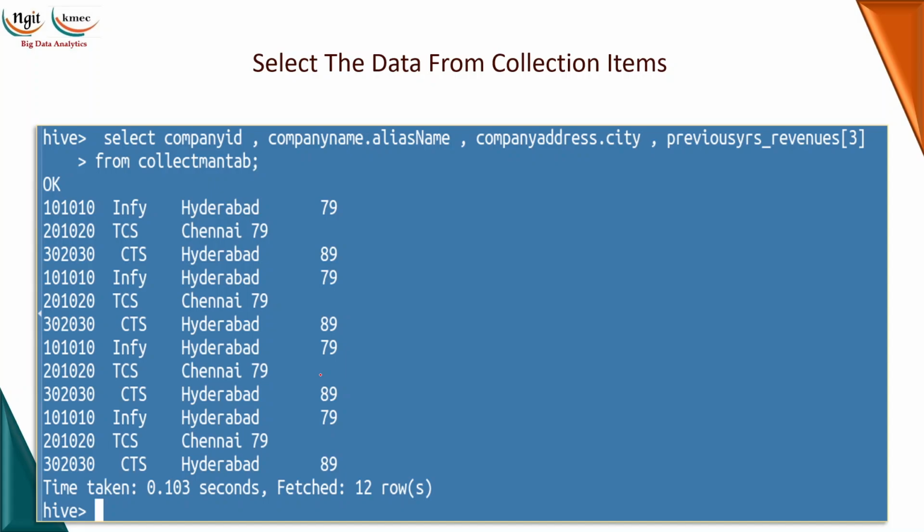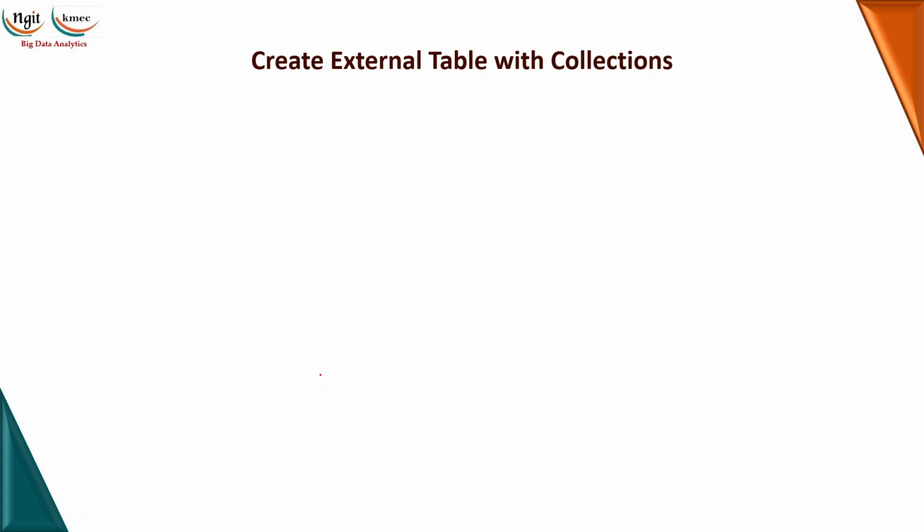Now I want to get only some part of the company name, some part of the collection item. So SELECT company ID, that is the first column anyway, and then company_name.alias_name, only the alias name I want, and then company_address.city, only the city I want, and the previous year revenues of 3, meaning the third year revenue, the last third year revenue. So we are retrieving only these columns. This is how to retrieve partial data from the complex data types. We can write the queries like this.